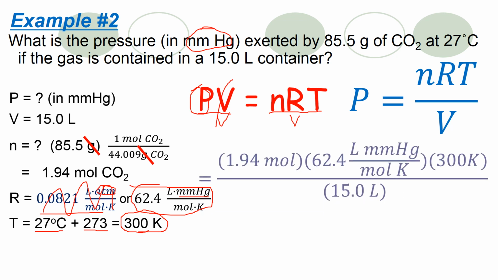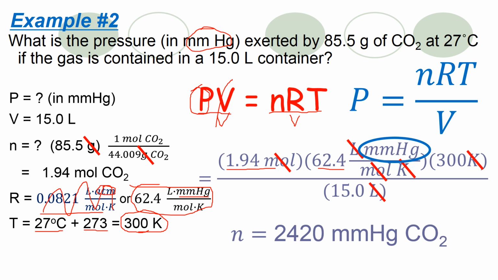If I do my substitution, here's my 1.94 moles. Here's my value for R, 62.4, with all of those associated units. Here's our T, and underneath is our volume. Let's look at those units. The moles cancels with the moles in the R. The liters in the R cancels with the liters down below. The Kelvin in the R cancels with the Kelvin, and it leaves us with millimeters of mercury, which is just what it asked us for. What is the pressure? And our answer is 2,420 millimeters of mercury of carbon dioxide.